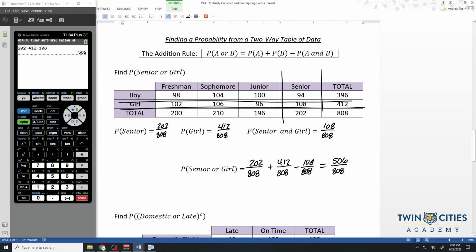Or roughly, if you wanted to know, that'd be 506 divided by 808, and then times 100. There's about a 62.6% chance. So I just take the 506 divided by 808 and multiply by 100 to get a percentage. 62.6% chance that it will go to either a senior or a girl.